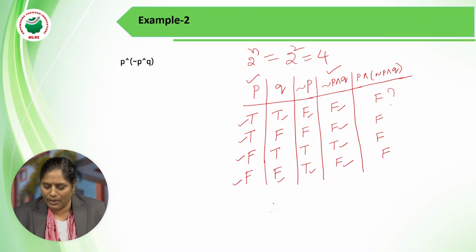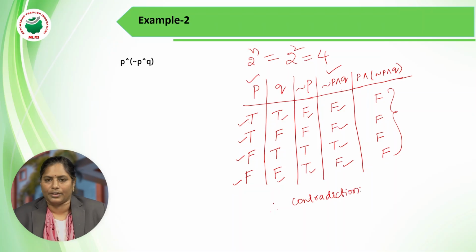Therefore, here we get all the possibilities of P and Q. We get the components of all possibilities false. Therefore, P and negation P and Q is a contradiction. Contradiction means a compound proposition which is false for all the possibilities of truth values of P and Q.